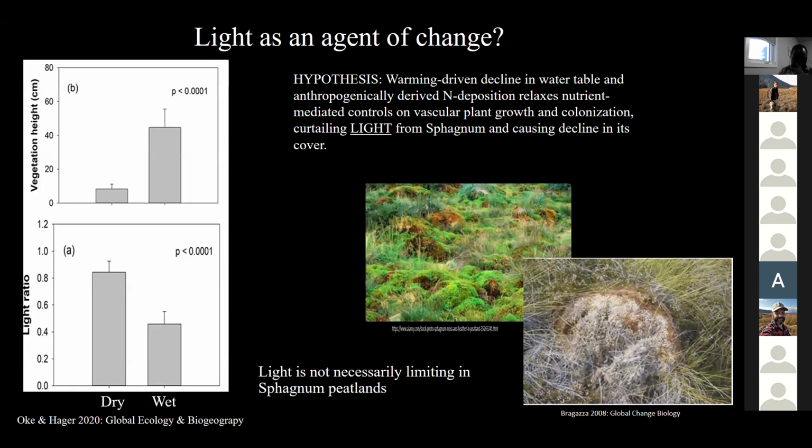What's really surprising about all of these studies is that none of them actually quantified light, and light is the main mechanism that they think is going to influence the shift in vegetation one way or the other. So it's one of those things that we addressed with this paper.